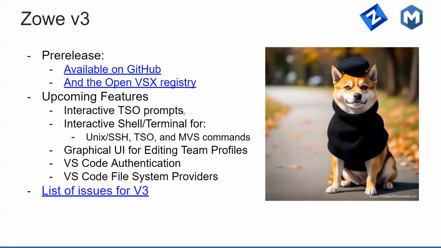Yeah, thank you, Timothy. And before we turn it over back to Rose, we just wanted to share some details. The V3 pre-release is available on GitHub. It is also available on the OpenVSX registry. If you're getting it from VS Codium, you can just install it from there.